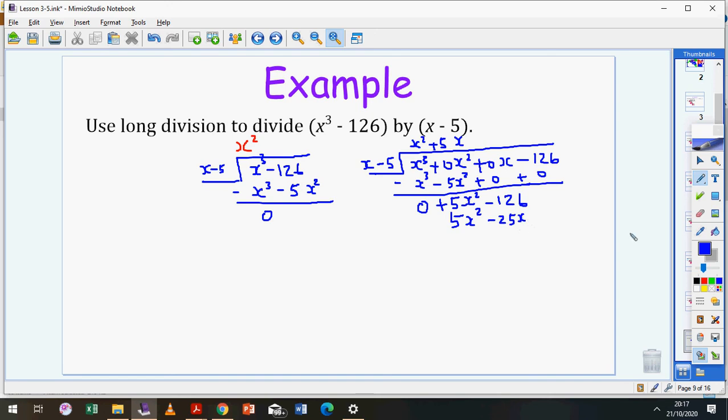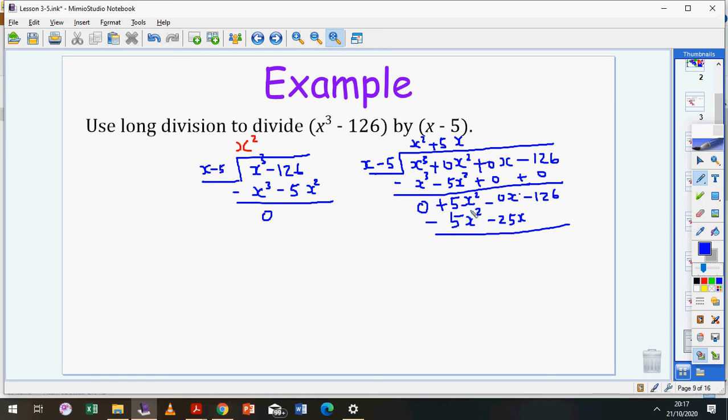Just reminding you again, I'm going to write the 126 again. Just trying to erase. Okay. It's the same thing as 5x squared minus 0x minus 126. Just writing that so that the subtraction, the visual, can look better.